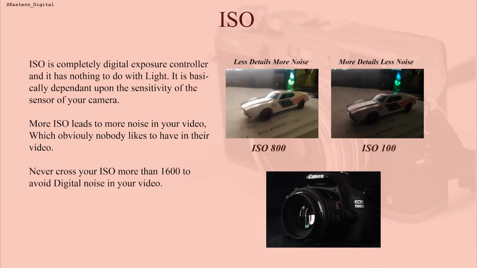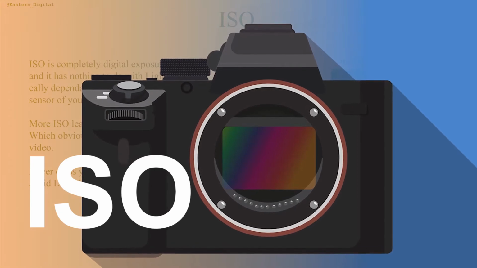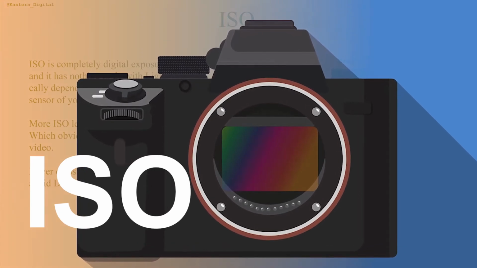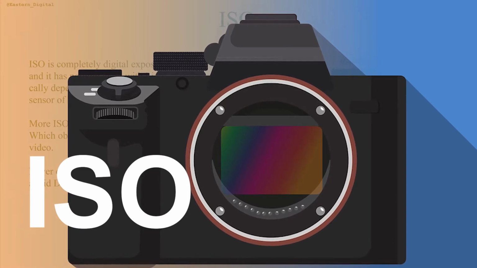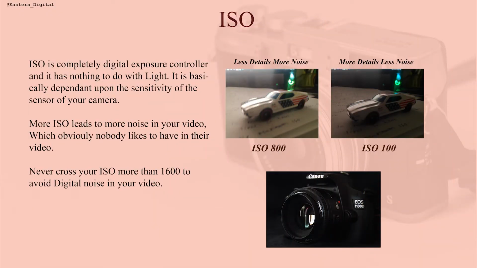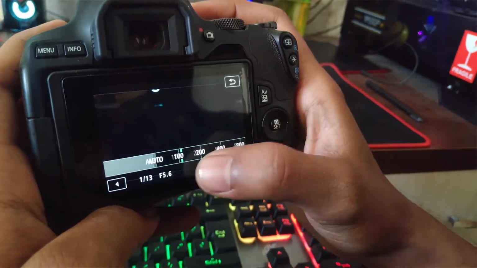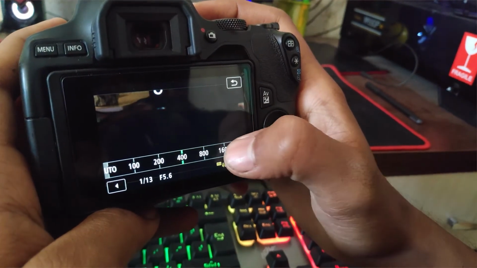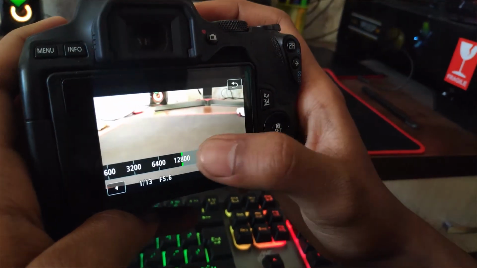Hi everyone, in this video we are going to learn about ISO as an exposure control. ISO is an exposure control which basically has nothing to do with your light, but it is completely dependent upon the sensitivity of your camera. ISO is a complete digital exposure control. Its value generally ranges from 100 to 6400, and in some more high-end DSLRs it's more.